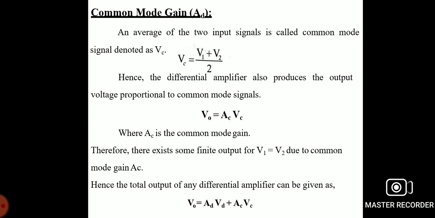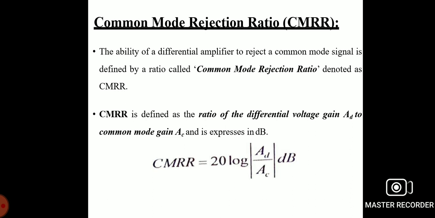So what is the common mode rejection ratio in the differential amplifier? The ability of the differential amplifier to reject a common mode signal is defined by a ratio. It is called the common mode rejection ratio, denoted as CMRR. The CMRR is defined as the ratio of differential voltage gain to common mode gain. It is expressed in dB, that is, 20 log of the modulus of differential gain divided by common mode gain, in dB.